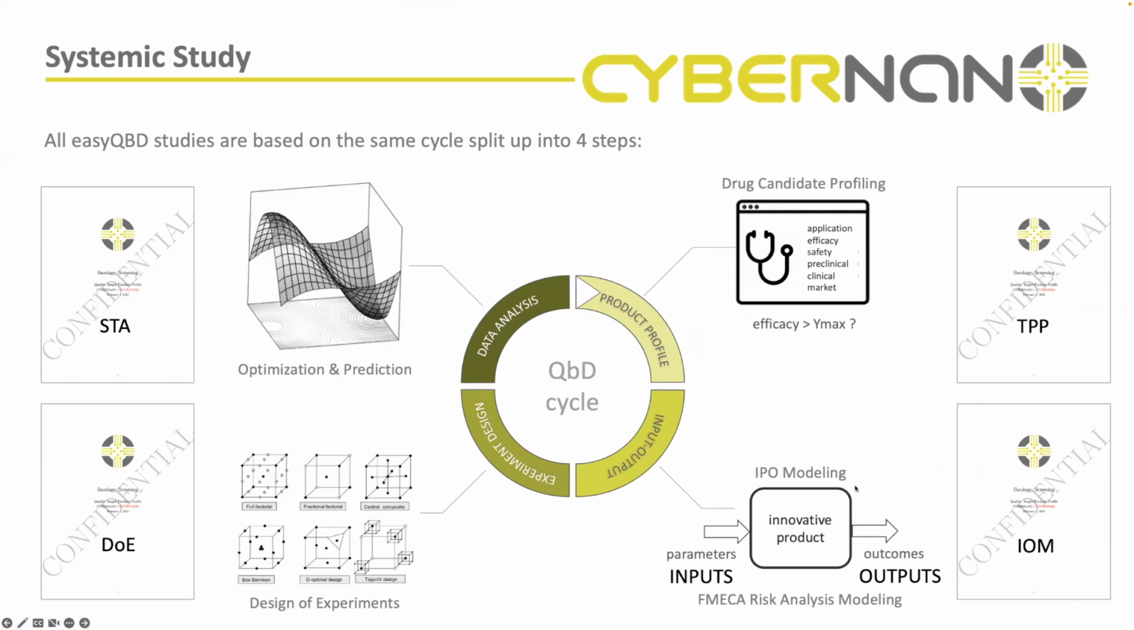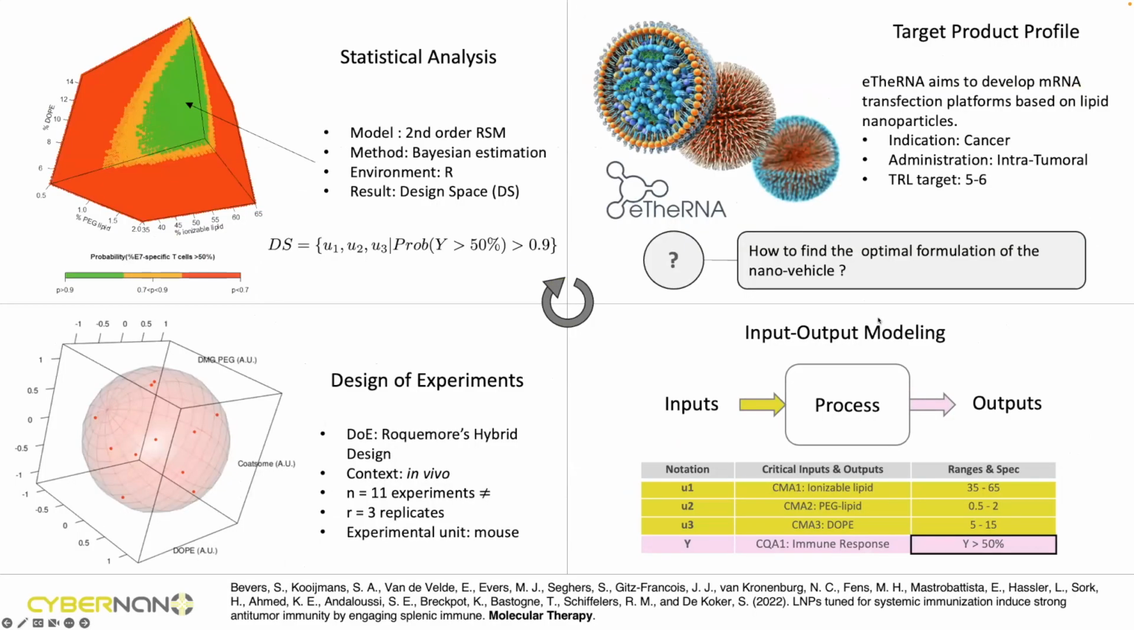The second step corresponds to what we call the input-output modeling. It is there to identify the key variables of the problem. After that, there is a design of experiments, like Eli presented just before. We often use design of experiments in biology. And then the last step is the data analysis to finally answer the initial question. So now we can give you an example.